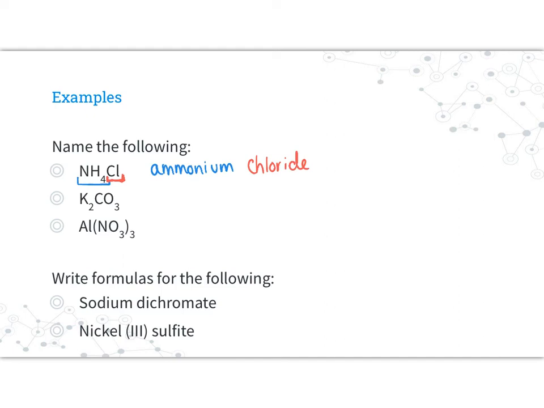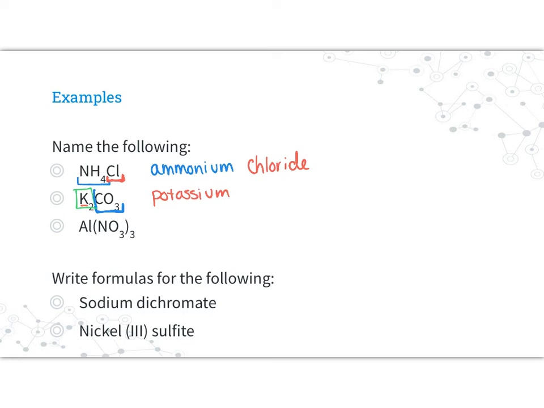K2CO3. K is a metal, it's potassium. Potassium only has one charge, so I don't need brackets. And again, CO3 is a polyatomic. I know that once I see a metal, whatever follows it is either an element or a polyatomic.